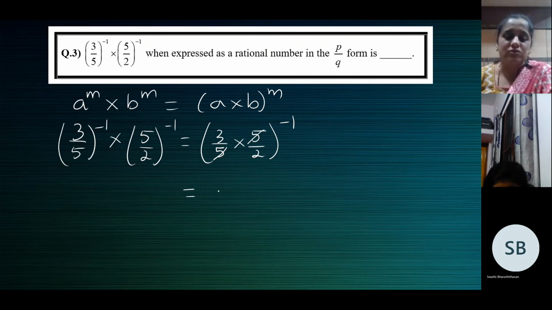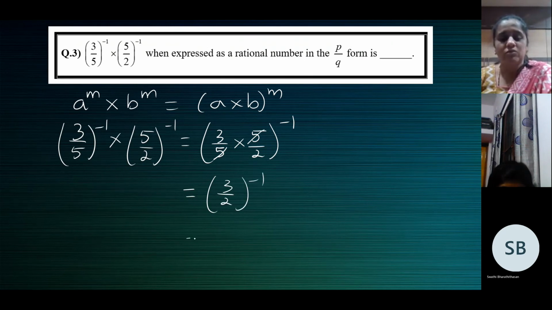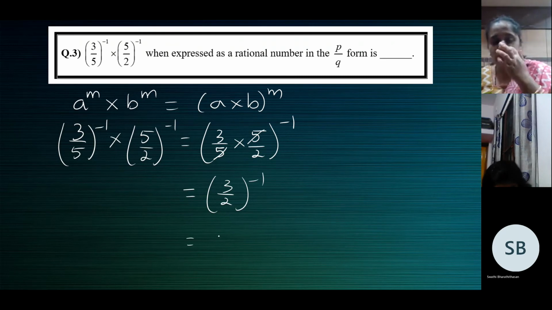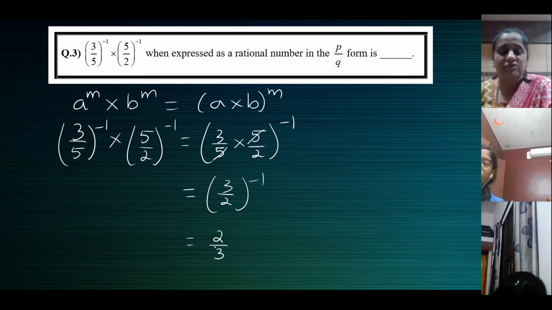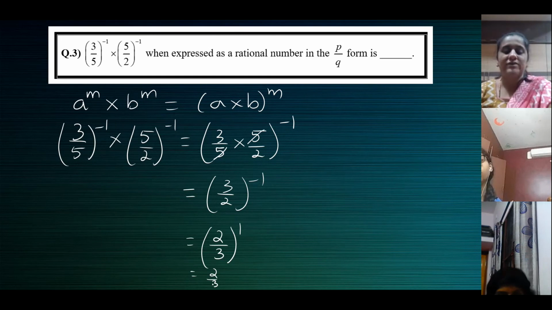5 and 5 cancel out, the denominator and numerator. So we have 3 by 2, the whole power -1. Now to write the equivalent of this, we need to take the reciprocal of the base, 2 by 3, negative of the power 1, which is nothing but 2 by 3. So Swati's answer is right. 2 by 3 is the correct answer.